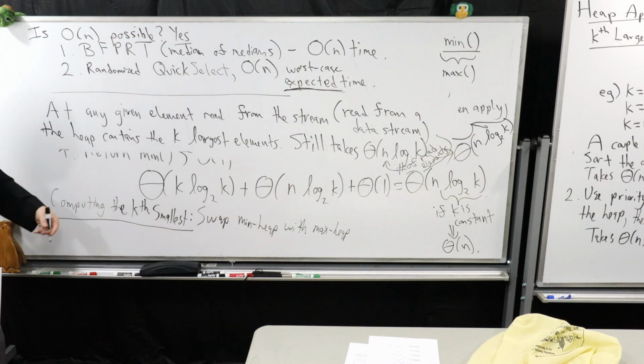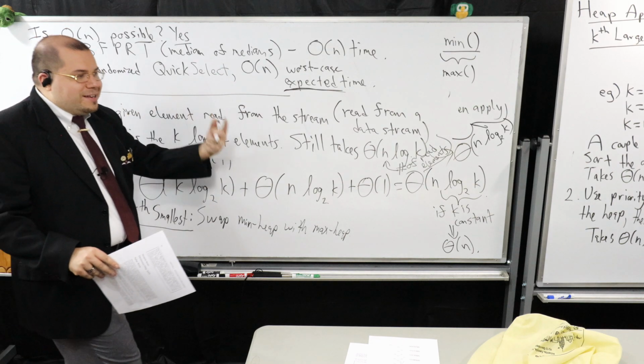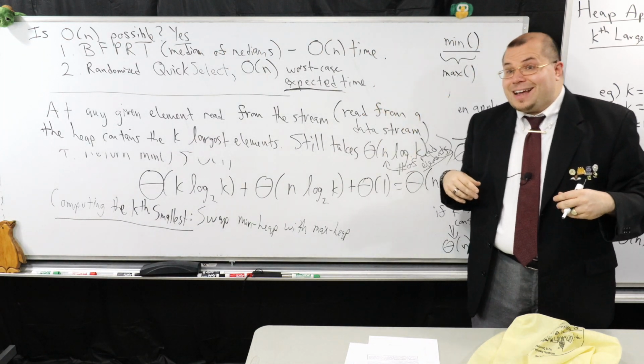You can modify this so it works no matter how many elements I provide for it. It always maintains the k largest elements, and at the top is always going to be the kth largest. Is that kind of neat?